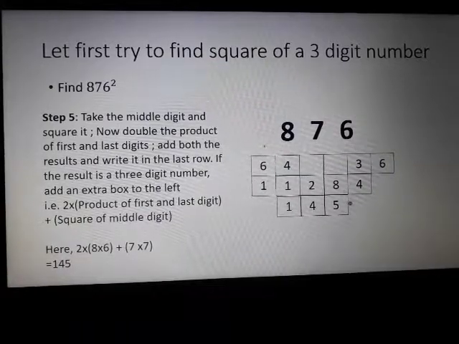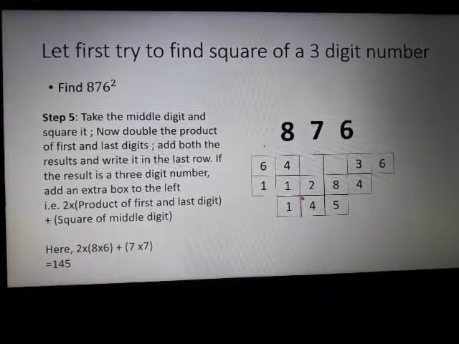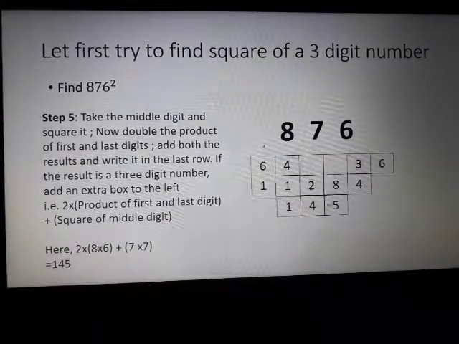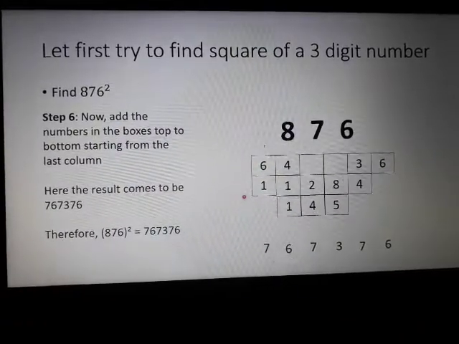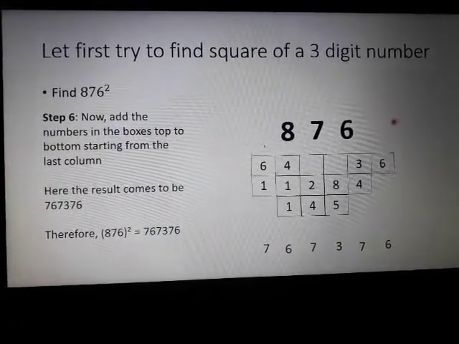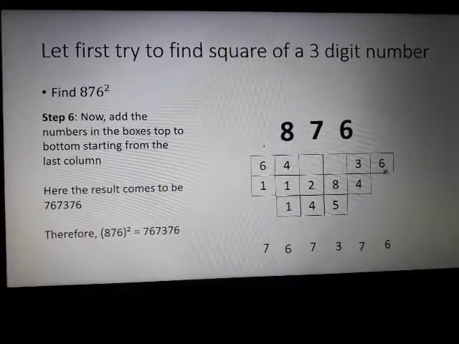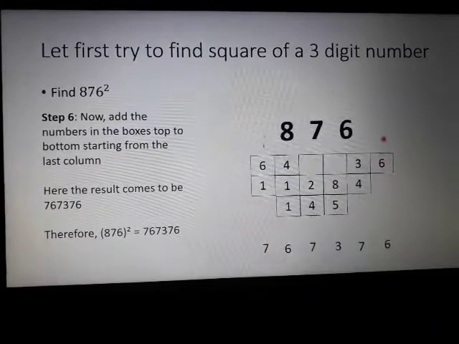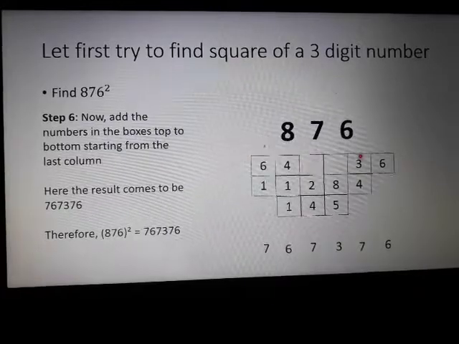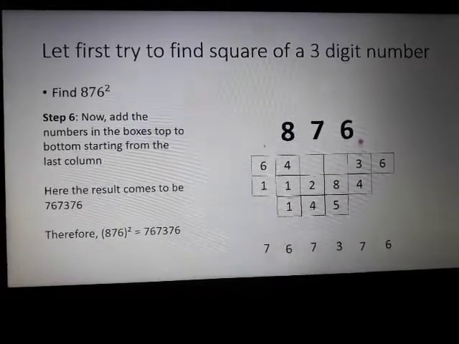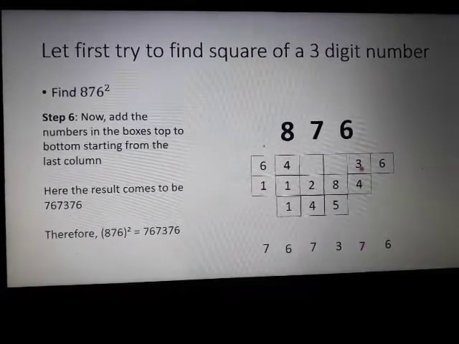However, in the last row we had only 2 boxes, but the result requires 3 place values. So draw an additional box to the left in the third row and write 145 over here. In the final step, we have to add the numbers in the boxes vertically from top down, starting from the last column. Over here we have only 6, so bring down 6. Now come to the column to the left. Over here we have 3 and 4. So add 3 and 4. 3 plus 4 will be 7.